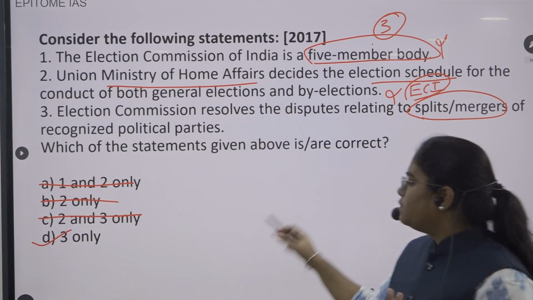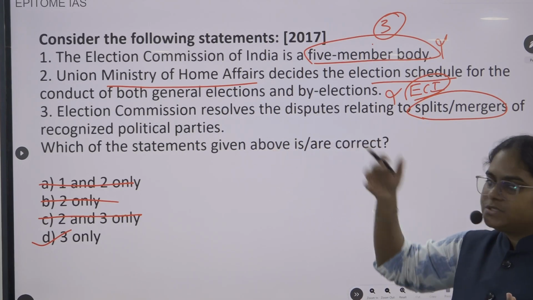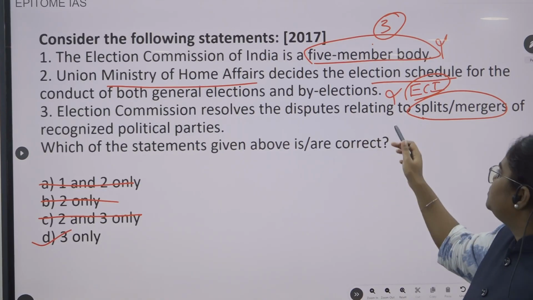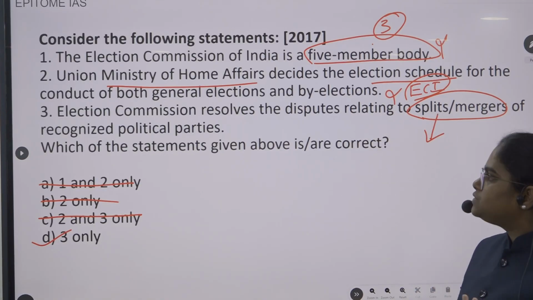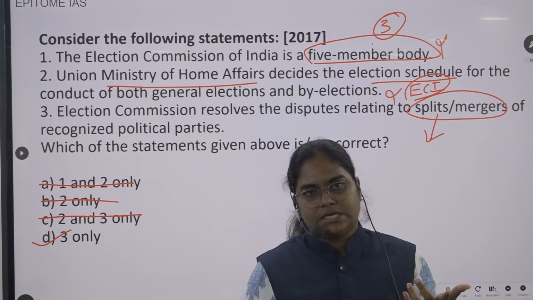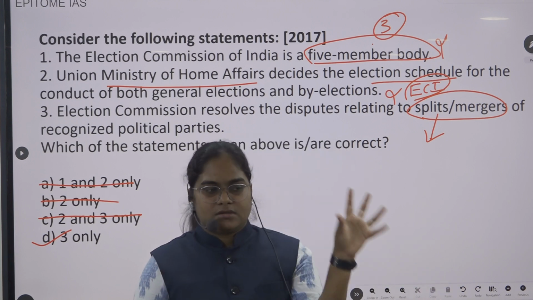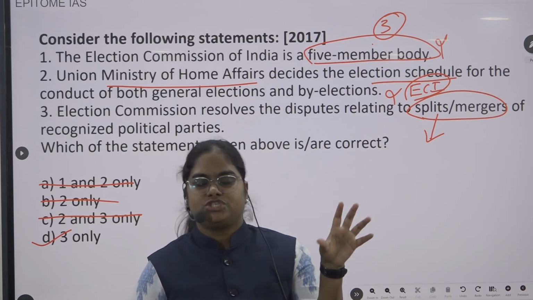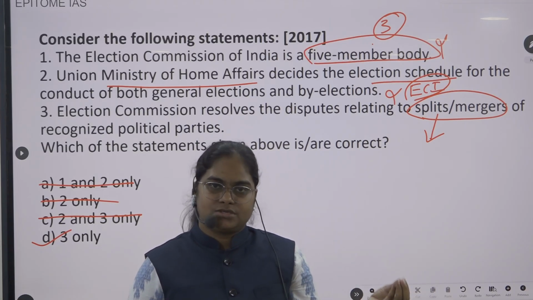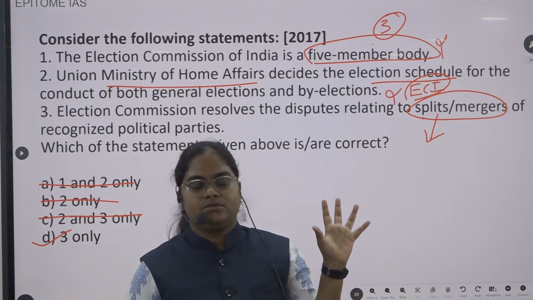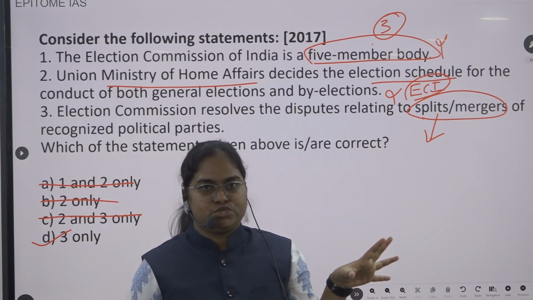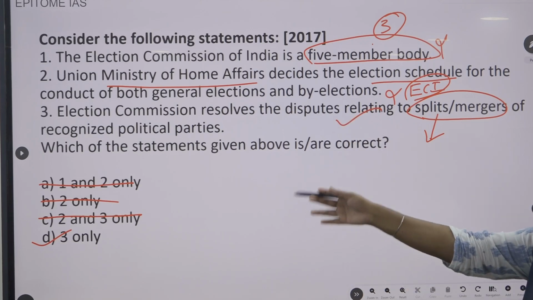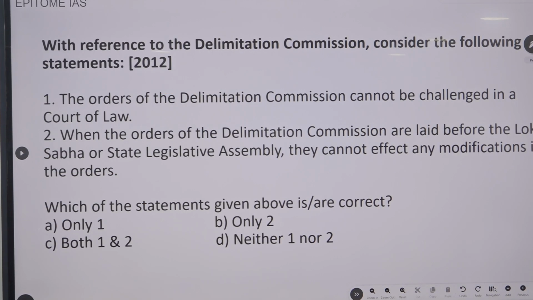Okay, so still let us see statement 3. Election Commission resolves the disputes relating to splits and mergers of the recognized political party. Yes, if there is a split or merger issue happening in a recognized political party, then yes, the Election Commission of India will try to resolve this particular issue. So this statement is a correct statement. Option D, 3 only is the correct answer.